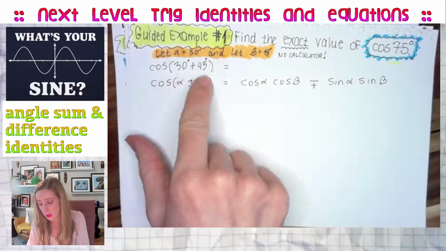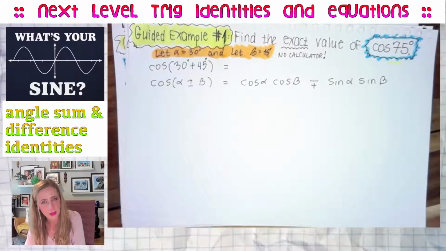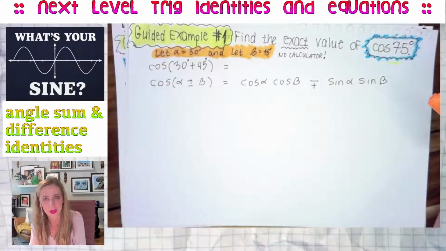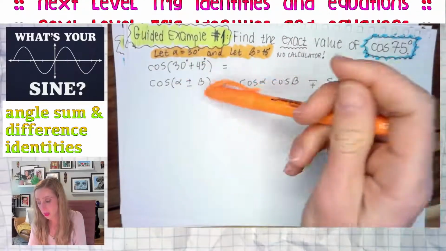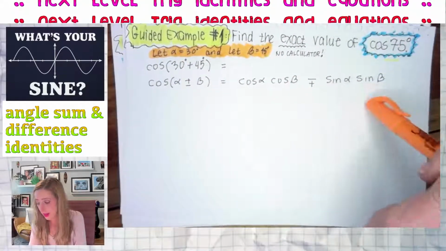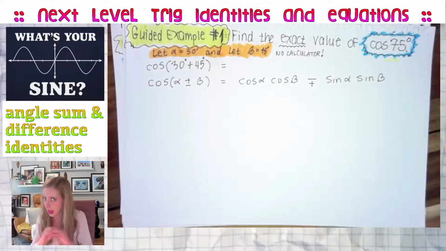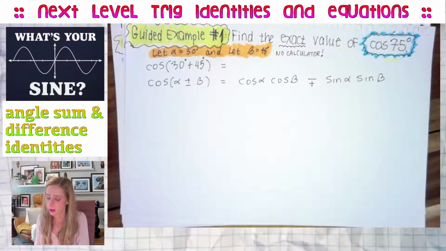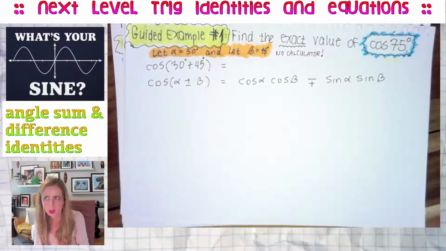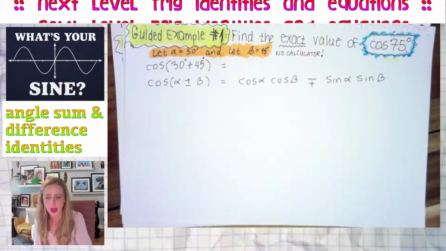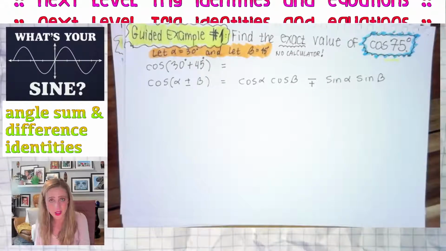The cosine of 30 plus 45. Don't add it and make it 75 again. Dude, that's what we had. We're breaking it down so we can apply this identity. And now, everywhere you have an alpha, you're going to fill in 30 degrees. And everywhere you have a beta, you're going to fill in 45 degrees. It's like f of x equals, and you have an equation, and then you have f of 2. Everywhere you had an x, you fill in a 2.